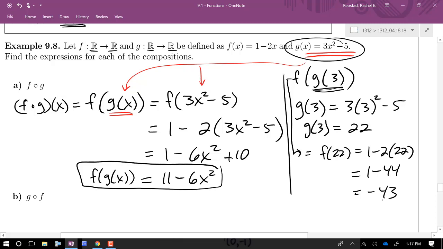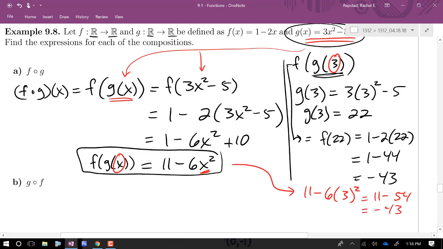When we find the composition function F of G, if I want to find F of G of 3, I could equivalently just take my input 3 and plug it in for x in this expression. It'll be the same thing as if I found 11 minus 6 times 3 squared. 3 squared is 9. 9 times 6 is 54. And this is negative 43. We get the same thing. That's not a coincidence. That is by design.